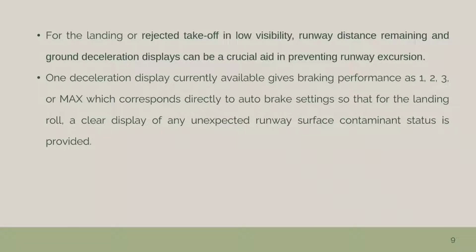For landing or rejected takeoff in low visibility, runway distance remaining and ground deceleration display can be a crucial aid in preventing runway excursion. One deceleration display currently available gives braking performance as 1, 2, 3 or max, which corresponds directly to auto brake settings, so that for the landing roll a clear display of any unexpected runway surface contaminant status is provided.